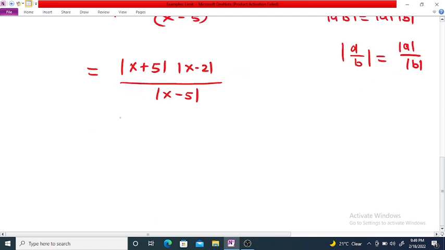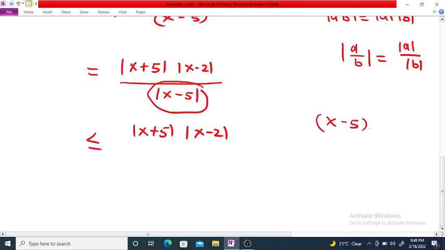Now as we know, this is less than or equal to mod of x plus 5 into mod of x minus 2, since mod of x minus 5 is greater than or equal to 0, and therefore this is less than or equal to mod of x plus 5 into mod of x minus 2. Let us call this equation number 1.